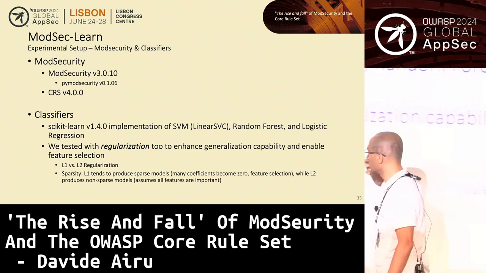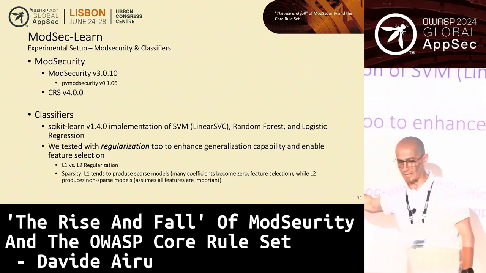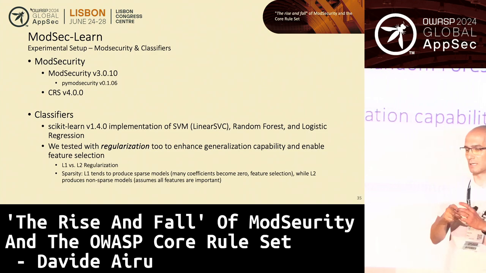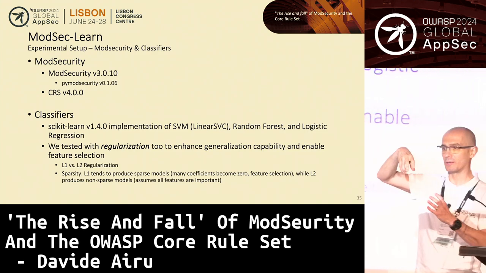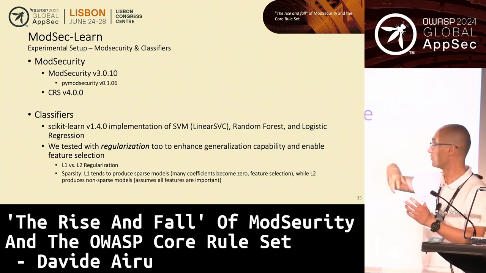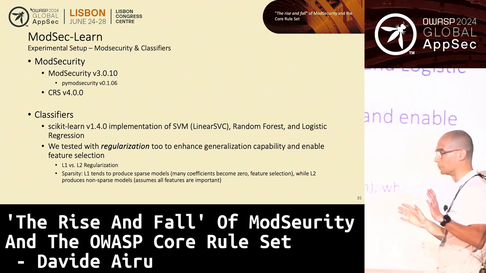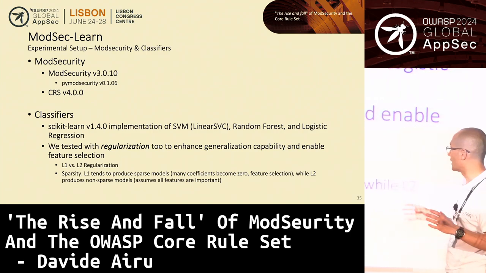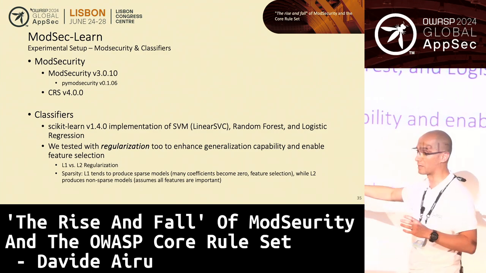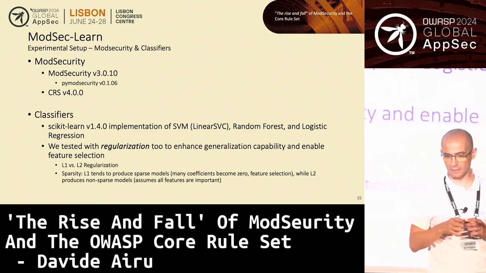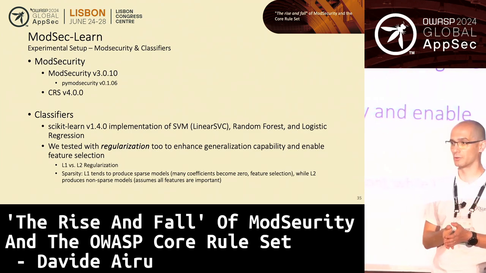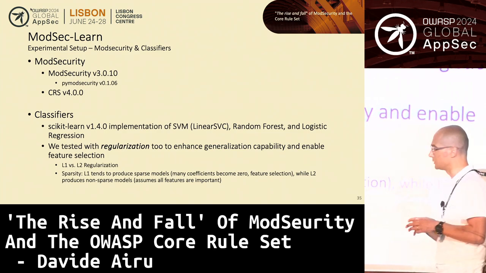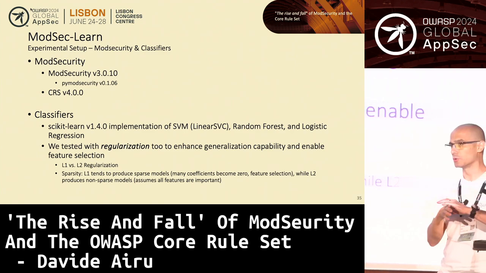We also included a regularization phase, and without entering into details of it, it's just a further constraint that you can put while you are estimating the decision function that allows you to, let's say, adjust the behavior of the classifier. In one case, with L1 regularization, you can reduce the number of features that you are using. And in the second case, with L2 regularization, you tend to use all the features available.